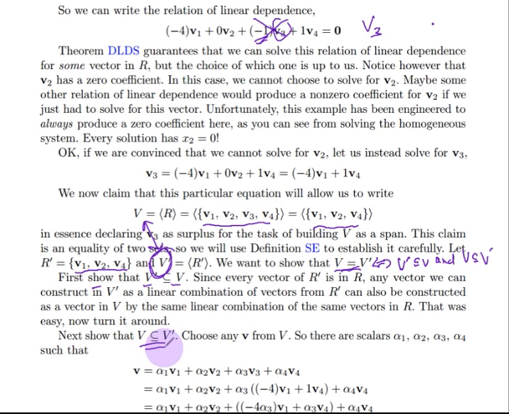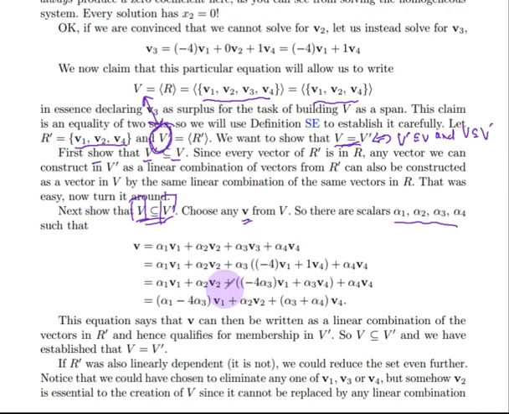Okay, now we want to show the other way. We want to show that every element of V, which is the span of these four vectors, is also in the span of the three vectors. So let's choose any element from V. And we can express that in terms of scalars. Okay, so this V must be a linear combination of these four vectors.